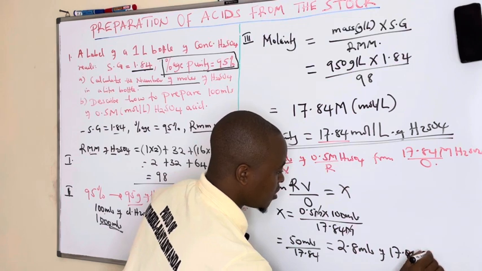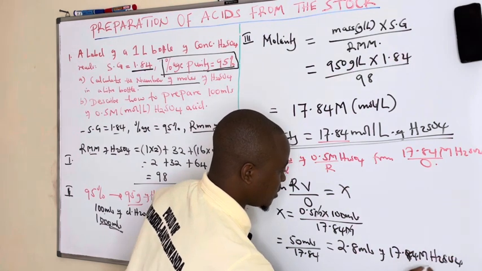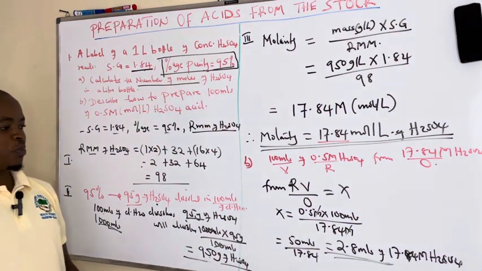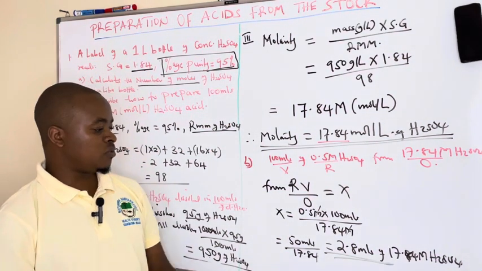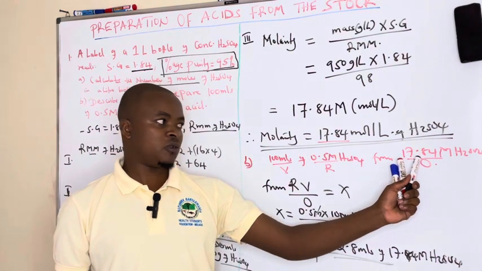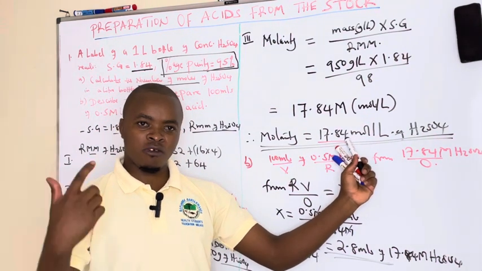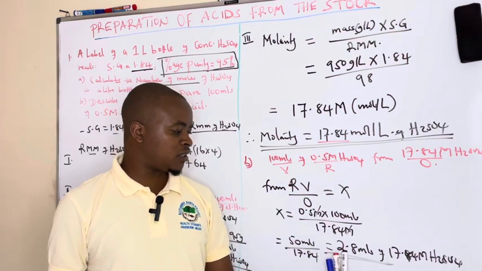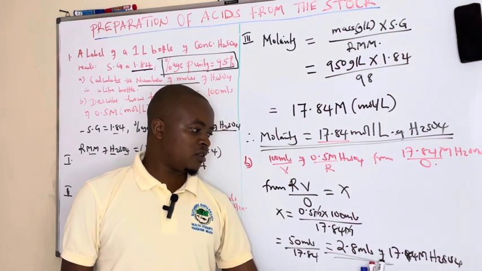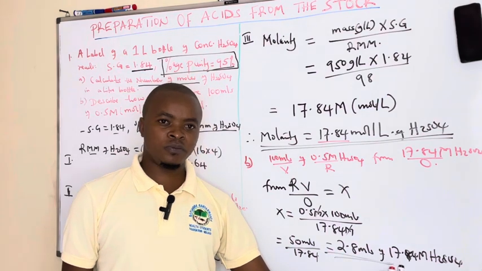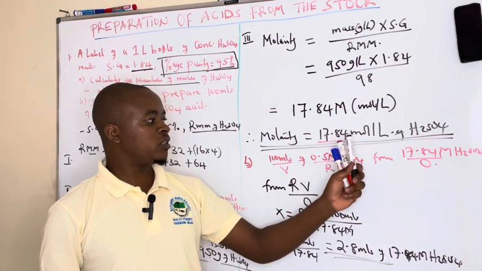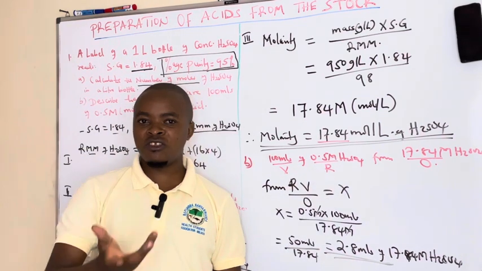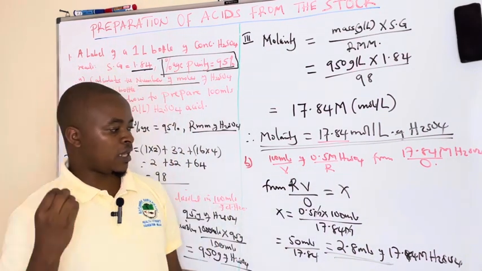So, after getting this, the 2.8 mils are what we shall pipette from the original, from the 1 liter bottle, which is the brown bottle with the label. We shall pipette 2.8 mils from this original, then top up with distilled water to prepare our 0.5 molar sulfuric acid, which we can use for many tests in the lab.